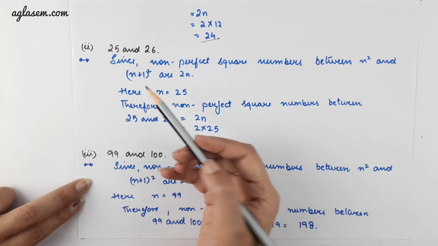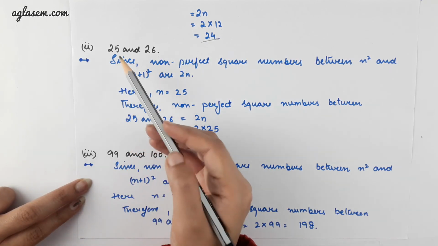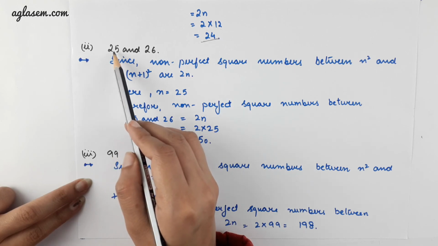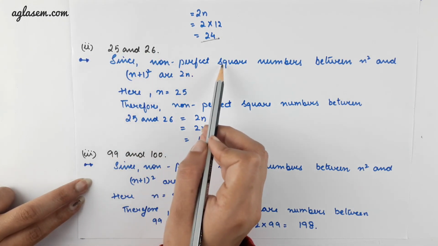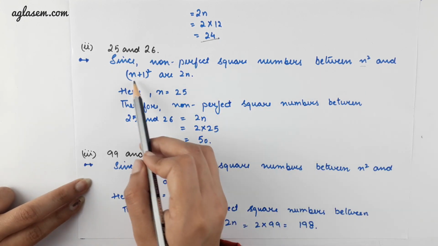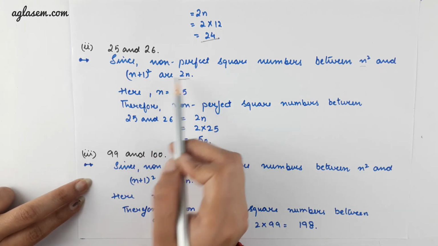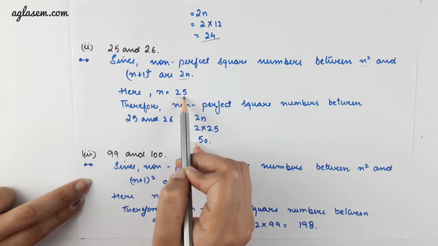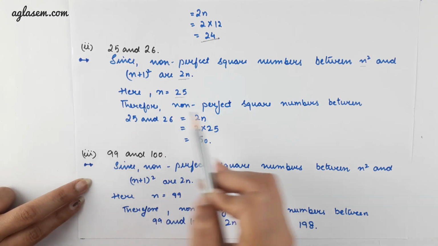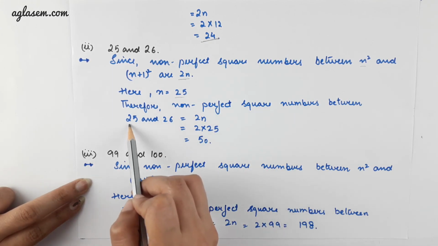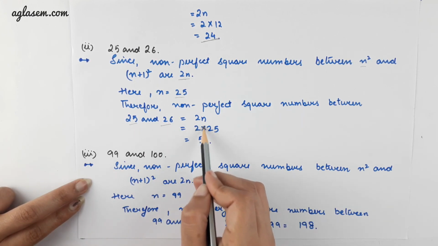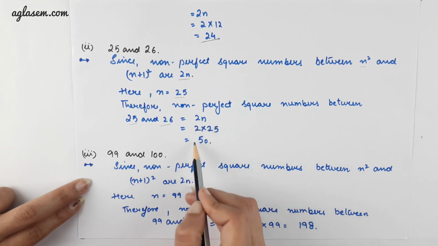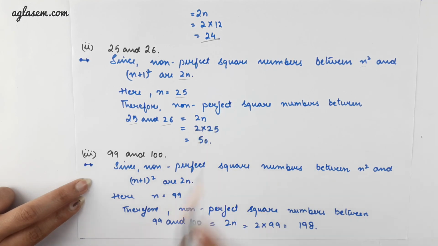To have a better clarity, let's do one more question of this type. Second part of the question is 25 and 26. Since the non-perfect square numbers between n square and n plus 1 square are 2n, here n is equal to 25. Therefore, the numbers between the squares of 25 and 26 are 2n, that is 2 into 25, which is equal to 50.